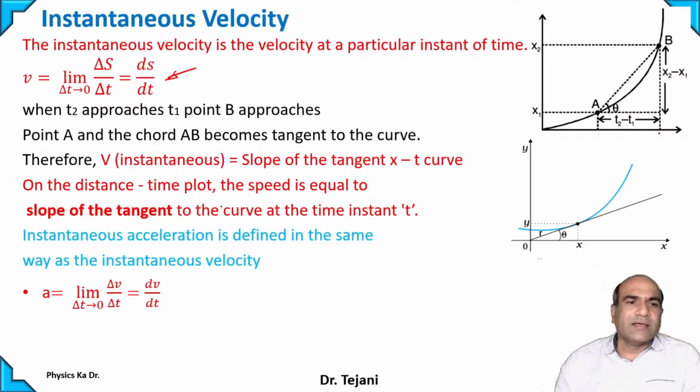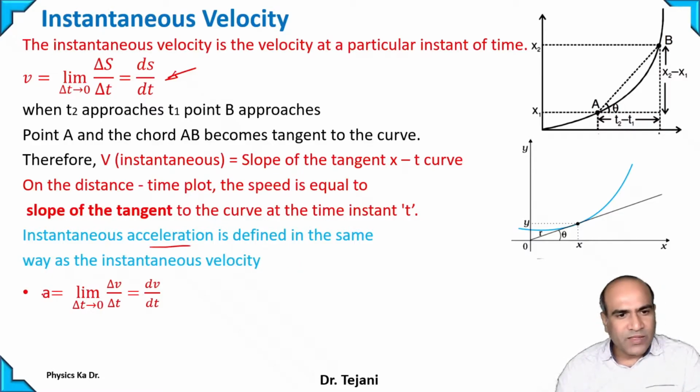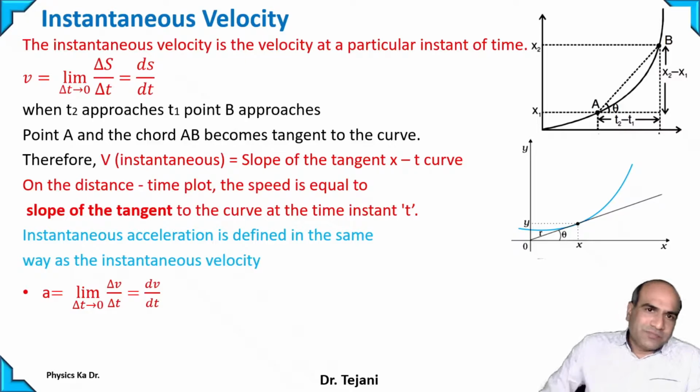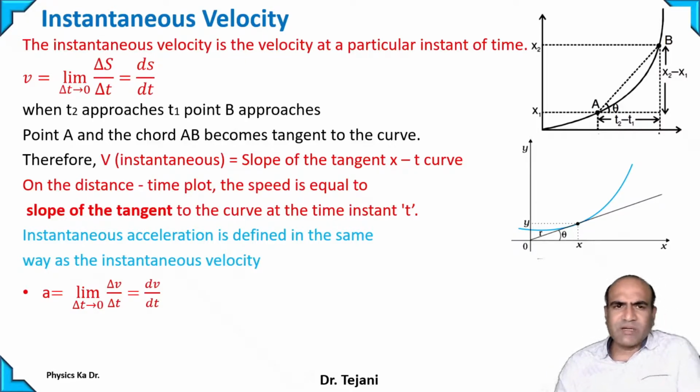Similarly, instantaneous acceleration is also defined: a is equal to the limit of delta v by delta t. Here we just need v with respect to t. That graph is required, dv by dt, and that gives us the instantaneous acceleration. So this is something about instantaneous velocity and instantaneous acceleration and how this works. Let us go deeper.